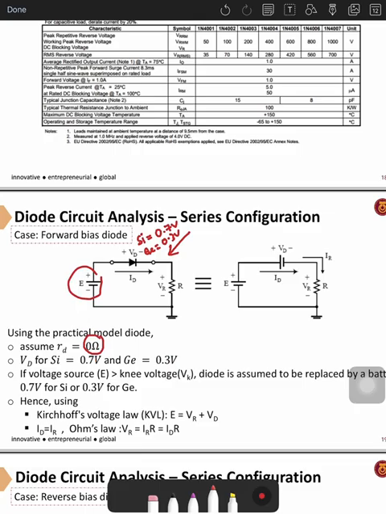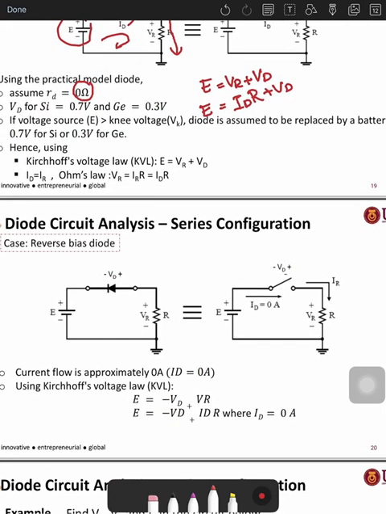But if it is lower, meaning the current is very little. Now when we apply the Kirchhoff law here, we can get E is equal to VR plus VD. Then VR we can substitute with IDR plus VD. This is the E. Because the current across the resistance is similar to the current across the diode. Next, let's take a look.